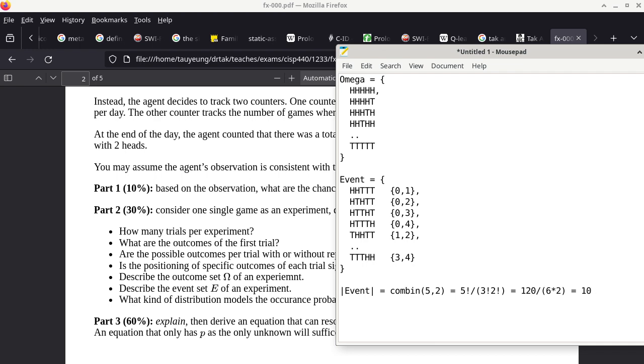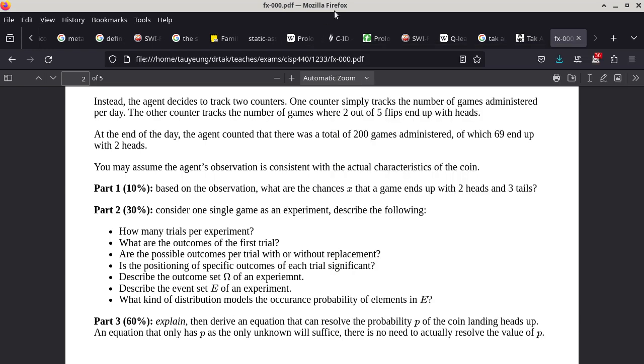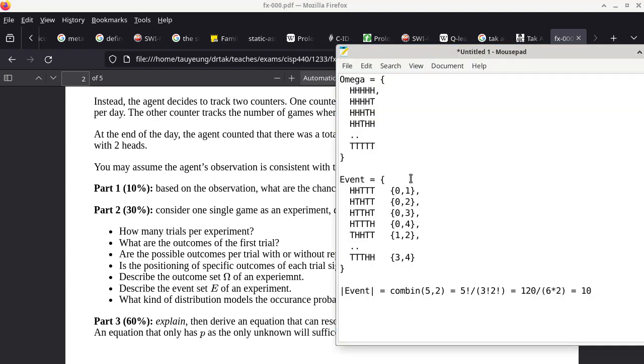Is that okay? All right. And then, sorry, if you treated the omega set as a set of sets instead of a set of tuples.